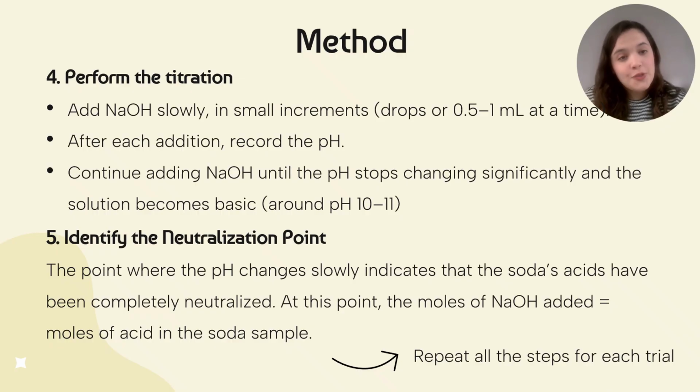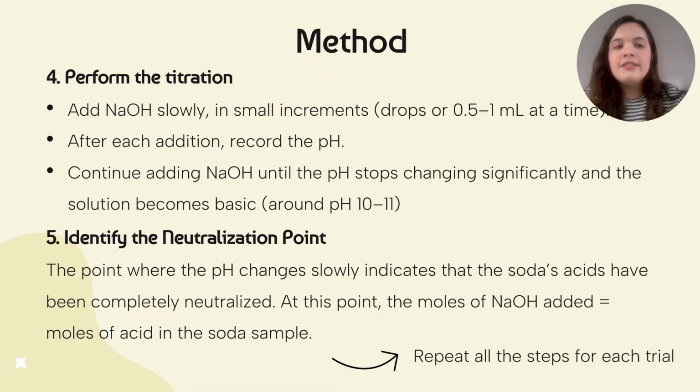The next step is to perform the titration. In this step, you need a lot of patience and add the sodium hydroxide very slowly in small amounts, drops or 0.5 to 1 milliliter at a time. After each addition, you record the pH and the volume of the sodium hydroxide. You have to continue adding it until the pH stops changing significantly and the solution becomes basic, that is around a pH of 10 to 11.